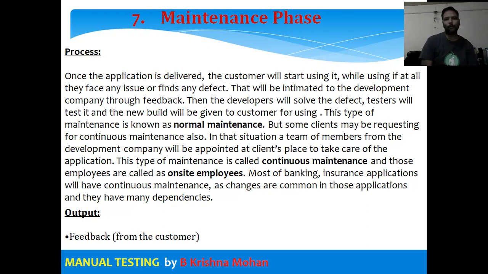Then what is the output document here? The feedback is one thing. If the customer gets any issue, then he will give the feedback to the development company. If any defect comes, hopefully there should not be any defects. Every tester will hope so, because if the customer finds a defect, then what is the use of a tester? Then there is another thing: the change request should also be added here. It is not in the list, but if you are writing notes, then write the change request also.